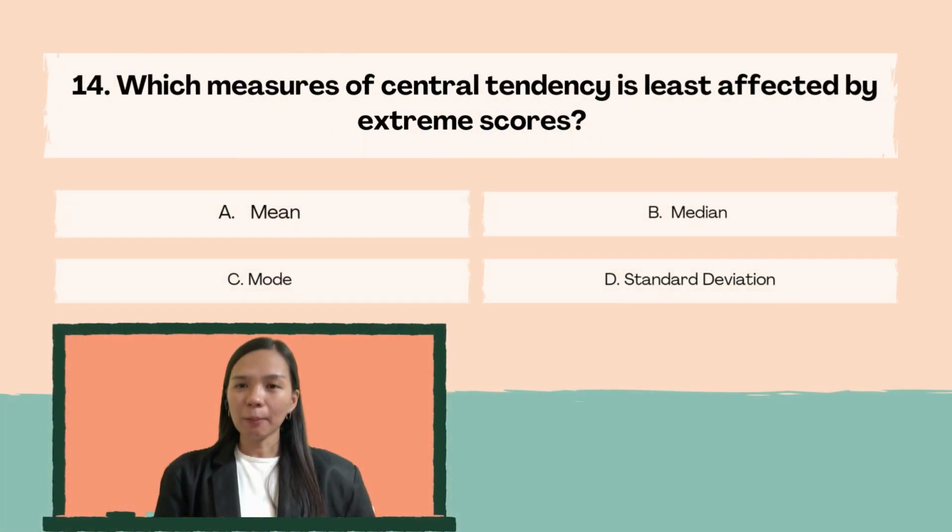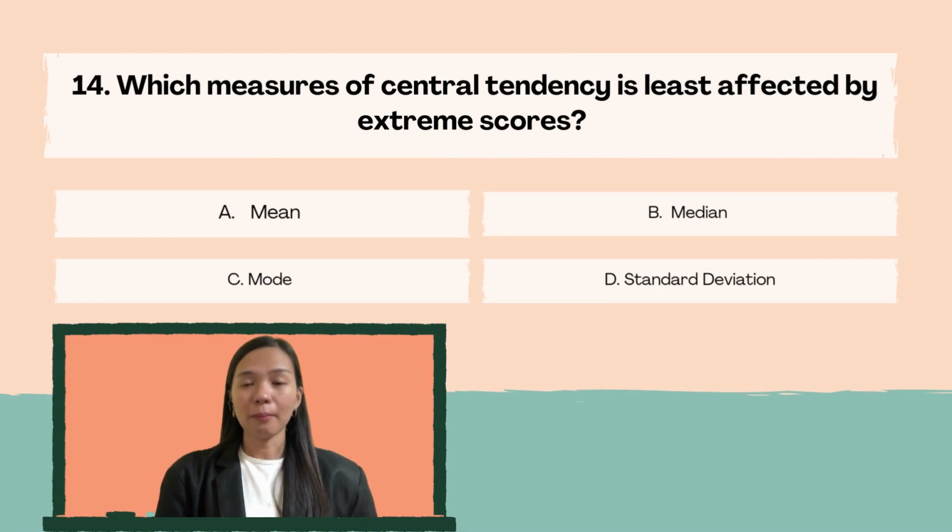For the number 14 question, which measure of central tendency is least affected by extreme scores? A. Mean. B. Median. C. Mode. And D. Standard deviation. For 15 seconds, you can answer.